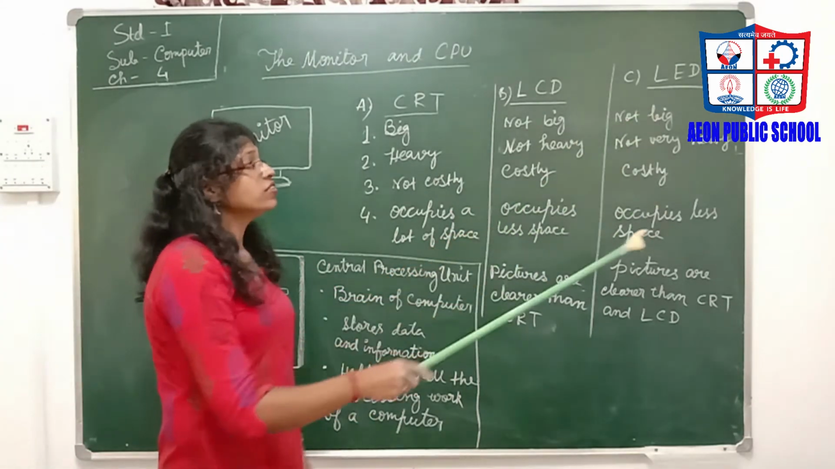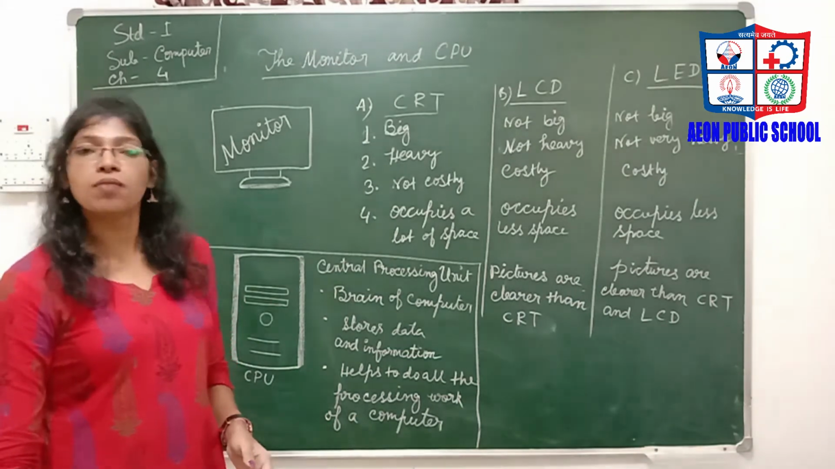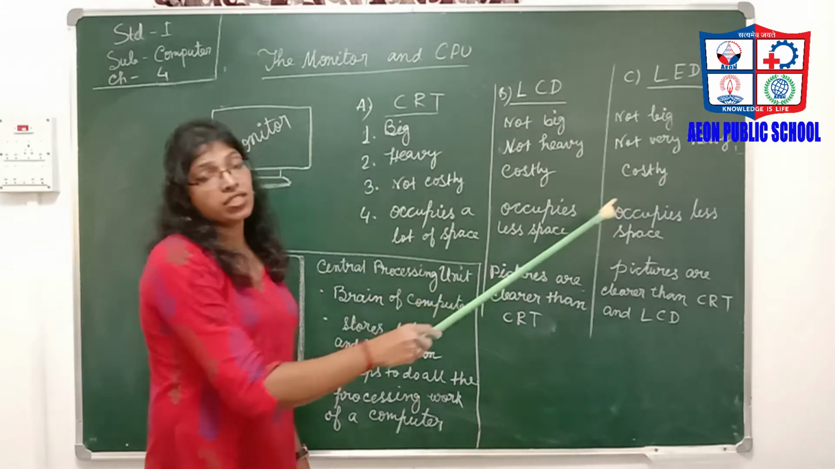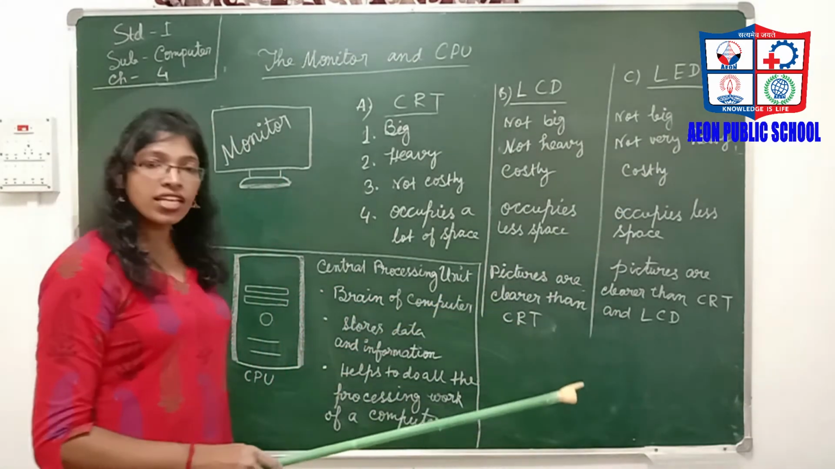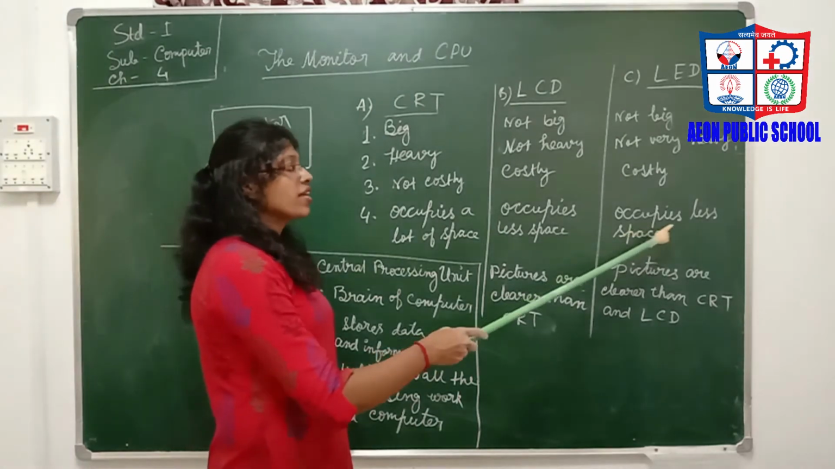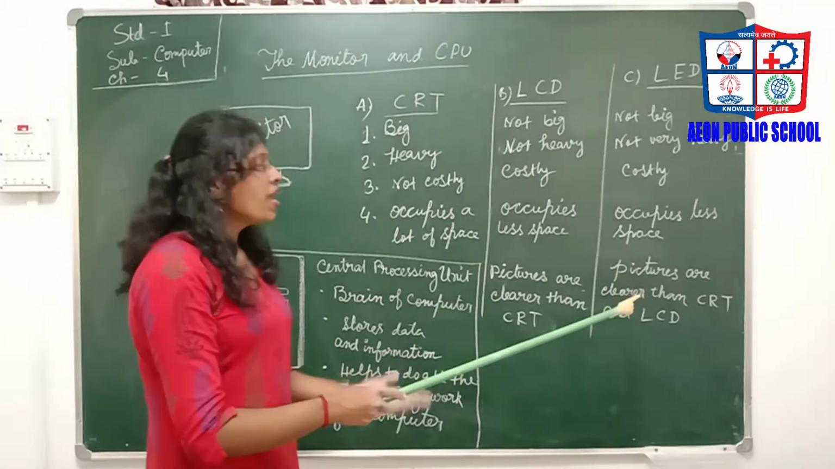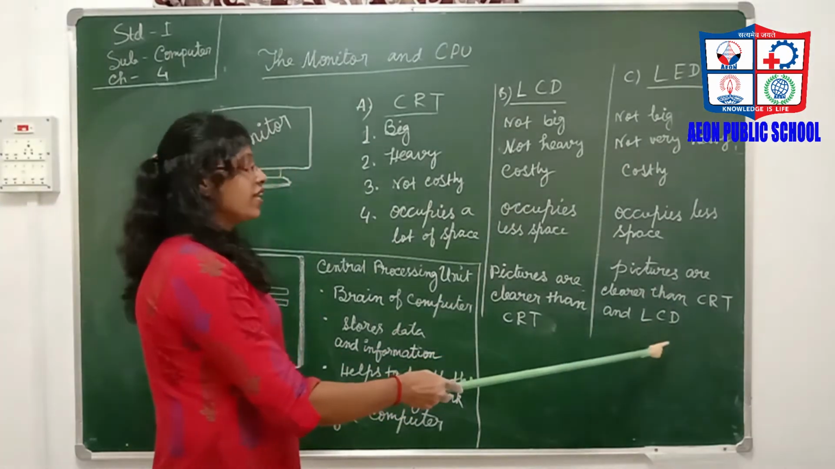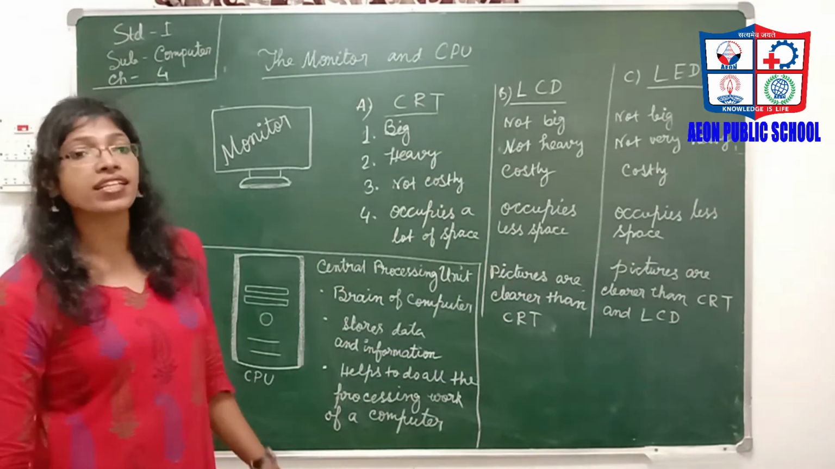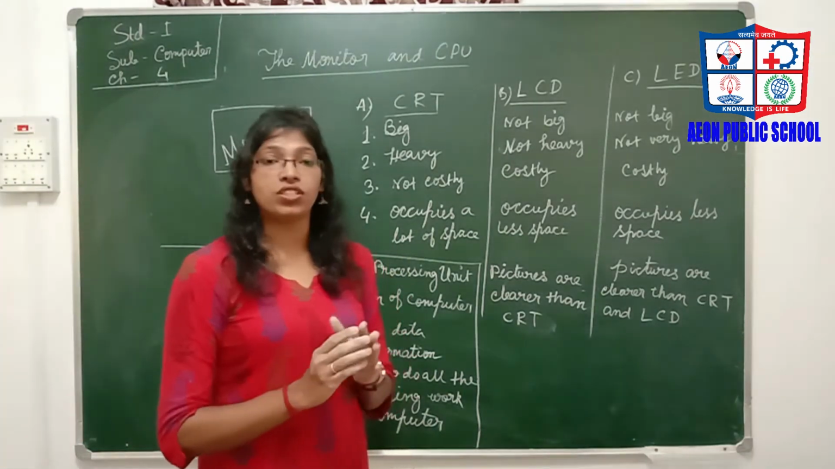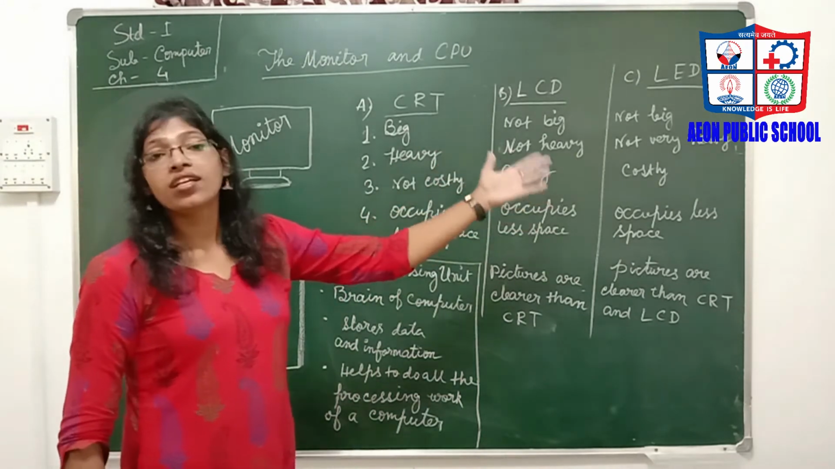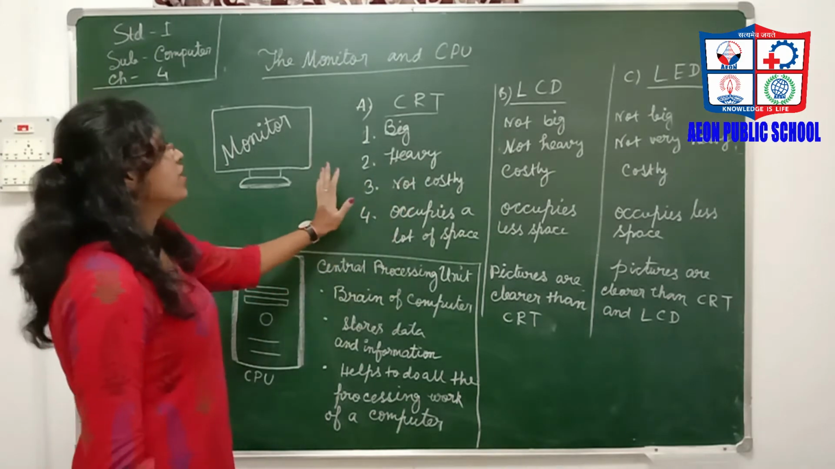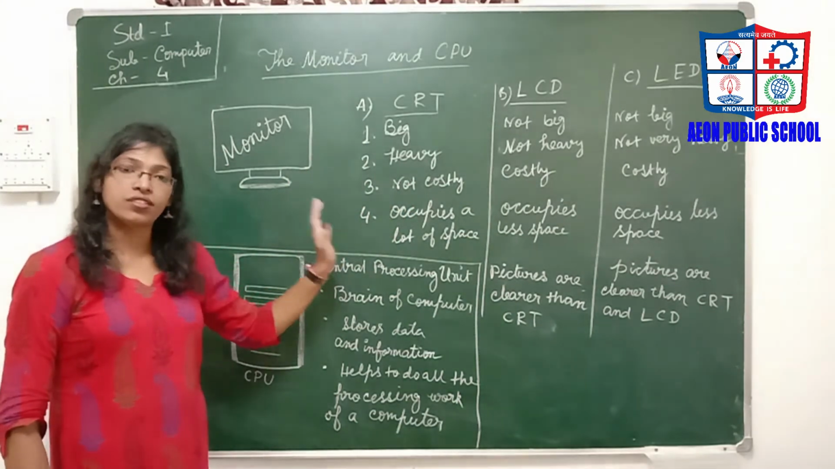Next, let's talk about the LED monitor. An LED monitor is not big, it is small in size, it is not very heavy, but it is very costly. It occupies less space to keep, and the pictures are clearer than on CRT and LCD monitors. That means we can get the clearest picture on an LED monitor. So these three are the different kinds of monitor.